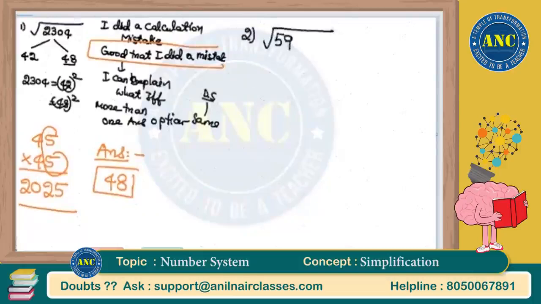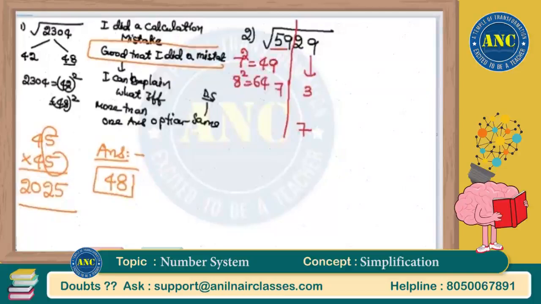One more question. Root of 5929. This question you might get if a digital sum is matching. Keep a slash after two digits. 9 is 3 square 9 and 7 square 9. 59 lies between which two numbers? 7 square 49 and 8 square 64. Take the smallest one. 73 or 77. Check by using digital sum.